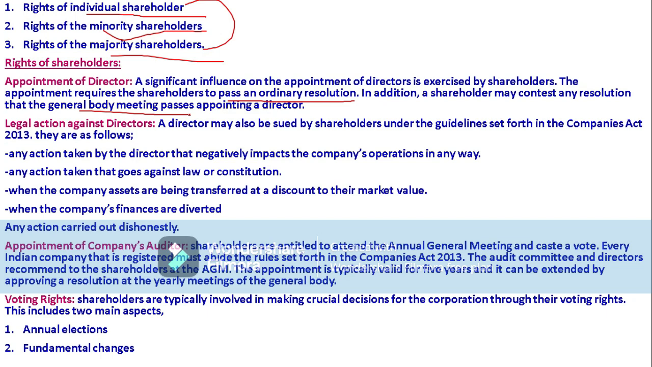Okay, apart from these, shareholders also can challenge any resolution passed for the appointment of a director in the general body meeting. Challenging means if the shareholders don't want that particular director, then through a resolution they can change the directors. So these are the rights of shareholders in appointing a director.